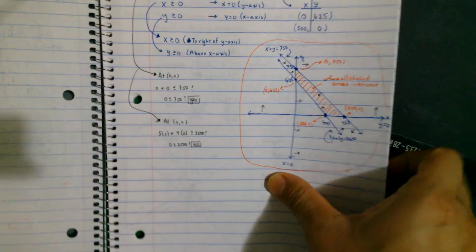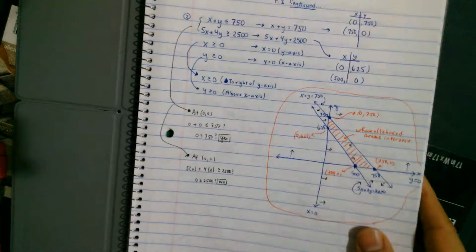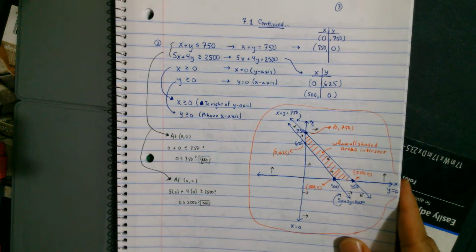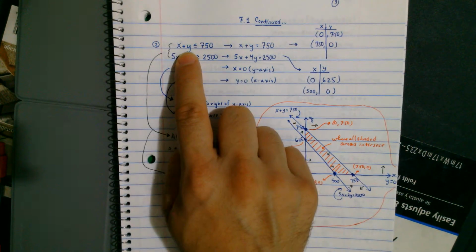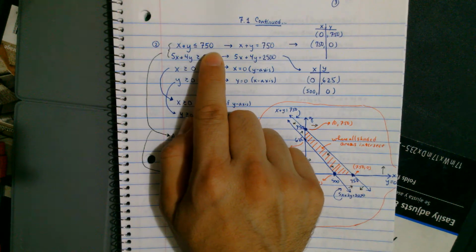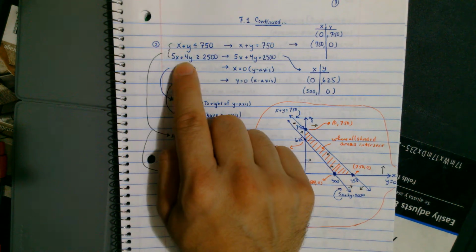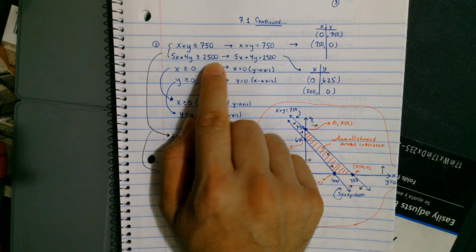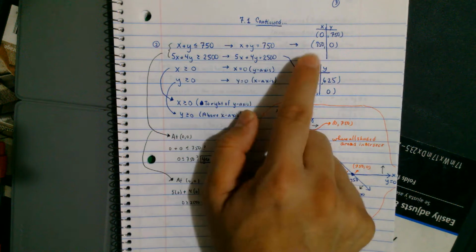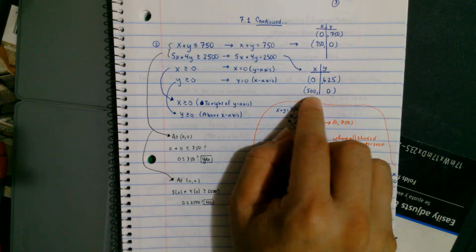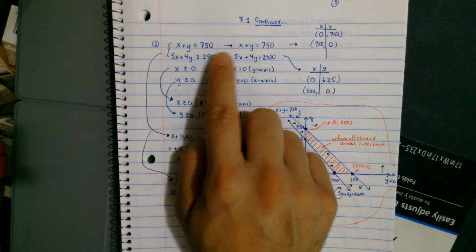I'll put one more here. Hopefully this is not so bad. Two inequalities here. x plus y is less than or equal to 750. 5x plus 4y is greater than or equal to 2500. I try to do it purposely where these numbers are not fractions or decimals, so hopefully the numbers come out nice.